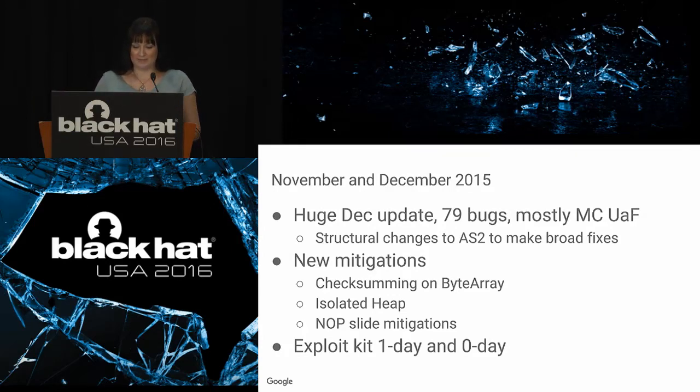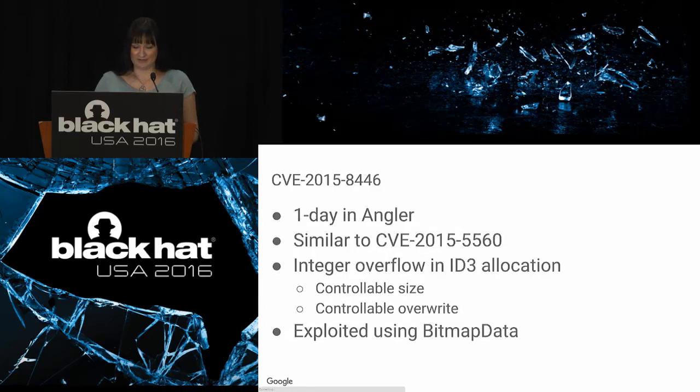And in November and December, there was a 1 day and a 0 day. To start off, there was a 1 day that turned up in the Angler exploit kit, which was interesting because it was one of the first things we saw that exploited Flash, even though it had the mitigations. This is similar to a bug I filed in the past, and basically it's an integer overflow that leads to a heap overflow, and it is both controllable in size and controllable in the amount you overwrite. So this meant that they could use the one class that is still unchecksummed, which is bitmap data, and use that to overwrite the size and get read-write access to all of memory like it's a very large bitmap.